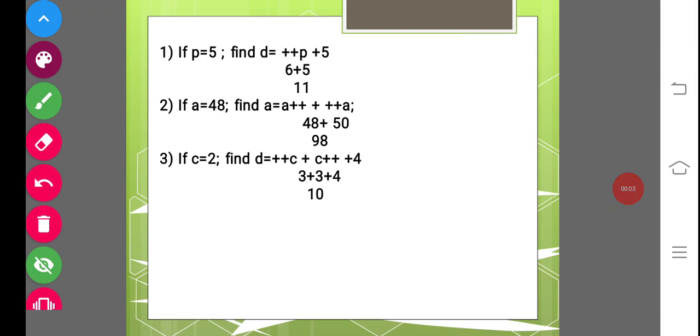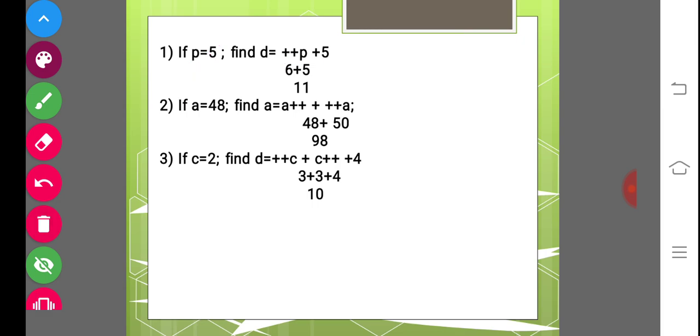Now through this example we will understand the functioning of postfix and prefix operator. See, the first question is, if p equal to 5, find d equal to ++p + 5. Now observe this ++p is what? This is a prefix operator, fine. p is initialized with 5. So after the execution of ++p, what p becomes now? 6, fine. As this is a case of prefix operator, so we use the incremented value in the expression to get the result. So what is the incremented value? 6. 6 plus 5 and the answer comes 11.